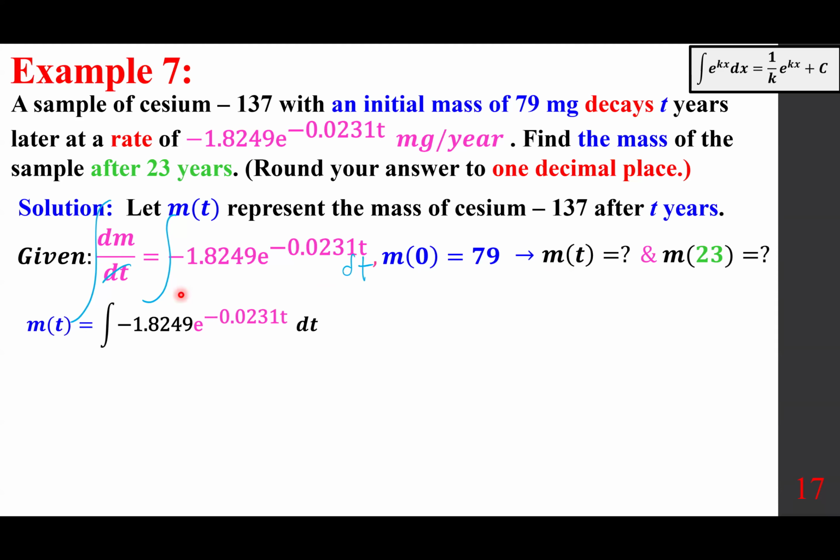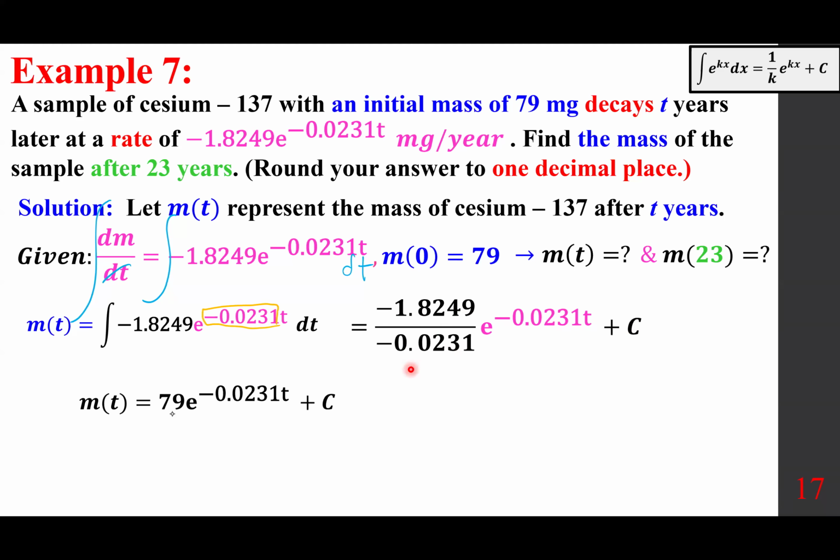So m of t is the integral of negative 1.8249 e to the power of negative 0.0231t. Because it's an exponential, the methodology is 1 over k e to the power of kx plus c. In other words, let's divide by this number. So negative 1.8249 divided by negative 0.0231 e to the power of negative 0.0231t and a constant. Division will result in 79. Now, this is a general solution, everybody.